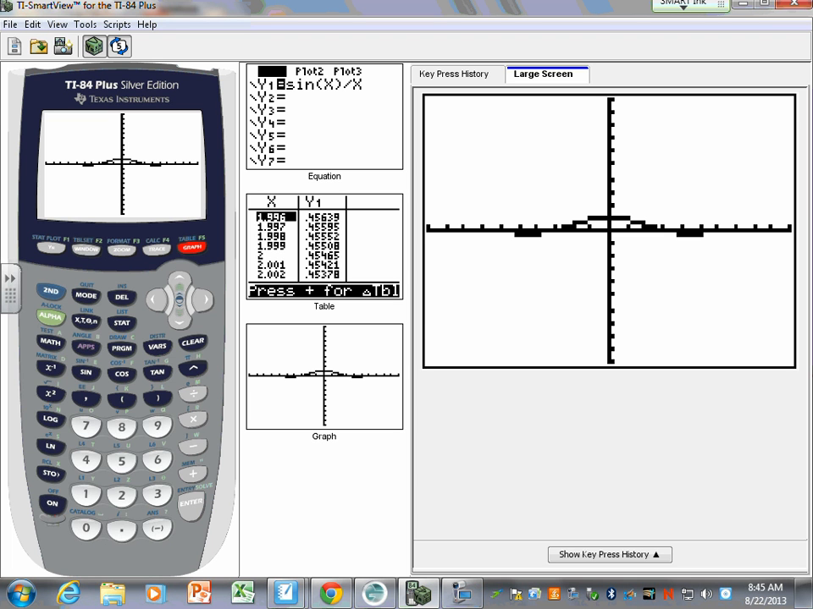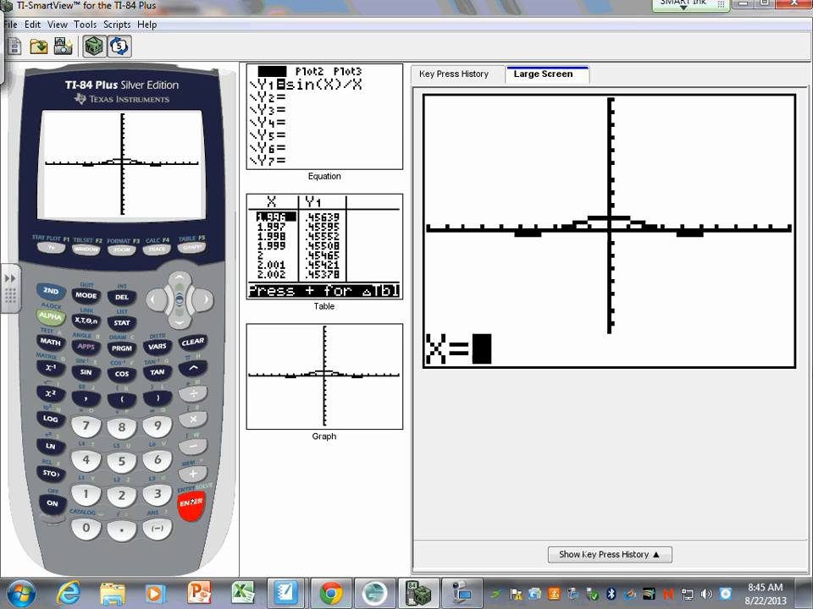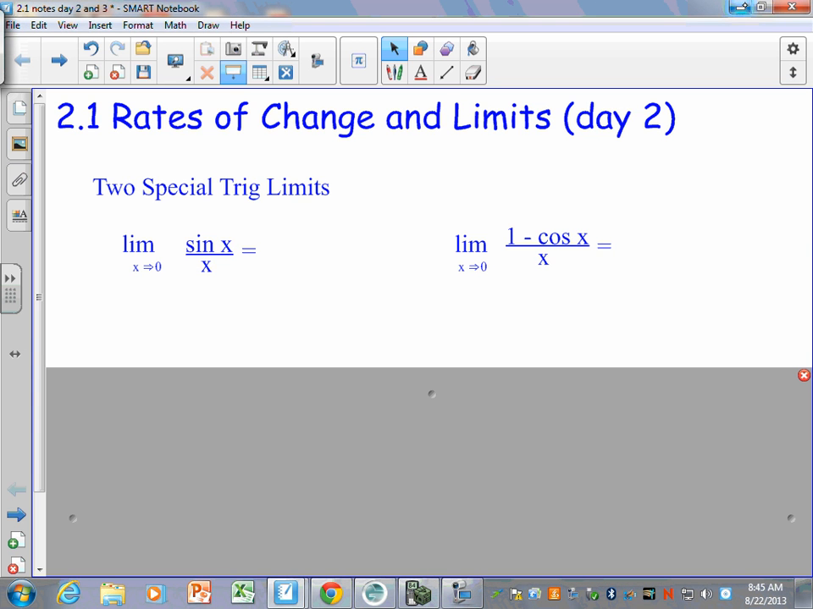If you tried to find the value here, if you went second calc and asked for the value at 0, it leaves it blank because it's undefined at 0. But it is approaching 1, and that's why they're never going to give you this question when you're allowed to use a graphing calculator, because it's really easy with the graphing calculator. They want you to just memorize this and to know that the limit as x approaches 0 of sine of x over x is always going to be 1.